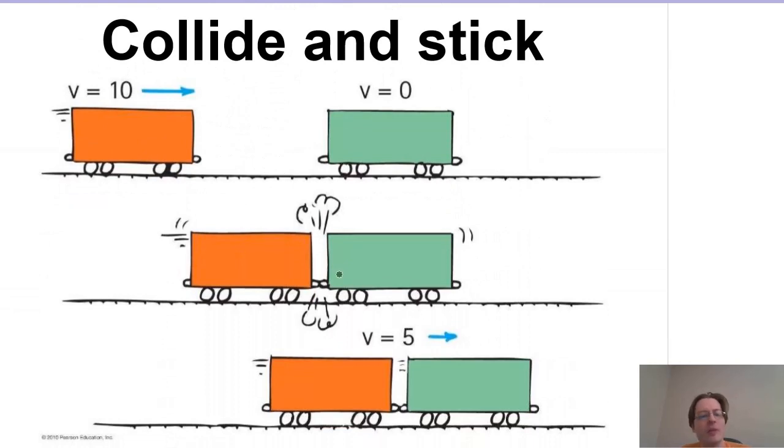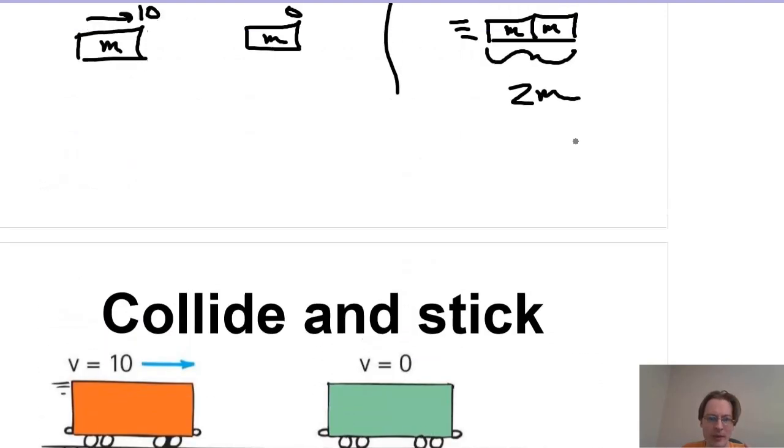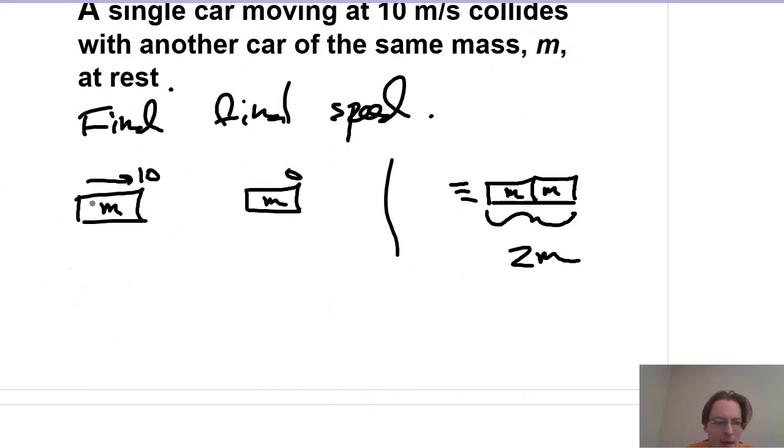And for that reason, the speed after the impact is only half as big. Double the mass, now it's 2m that's moving, and 2m would have to have a speed of only 5 to keep the same momentum. Let me write it out so that is maybe more clear.